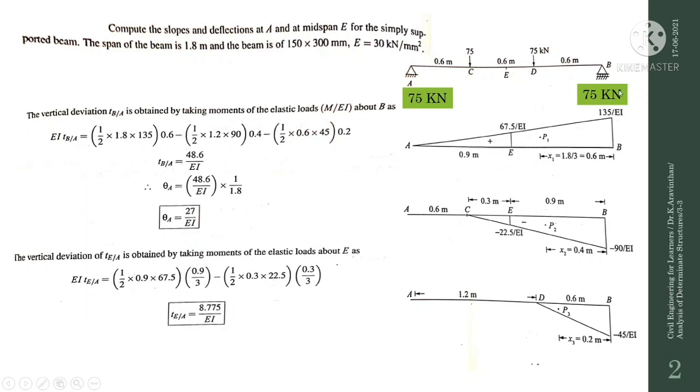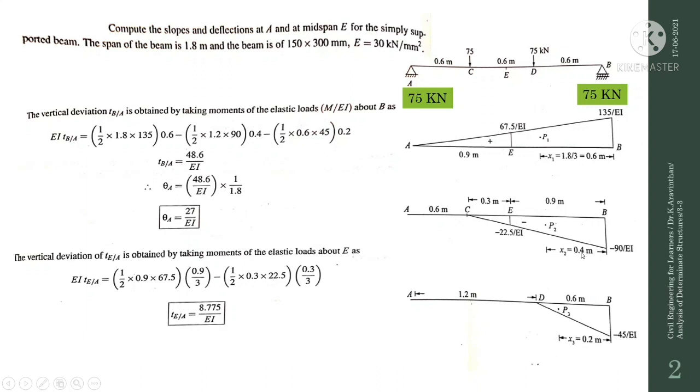So load into 0.6, you will be getting 45 by EI. For each and every diagram, let us make the centroid with respect to the point B. If this is a triangle, you will be having 1/3 of the total distance. So the total distance is 1.8 divided by 3. That is the centroid. So the centroid is 0.6, and for this diagram, 1/3 of 1.2.